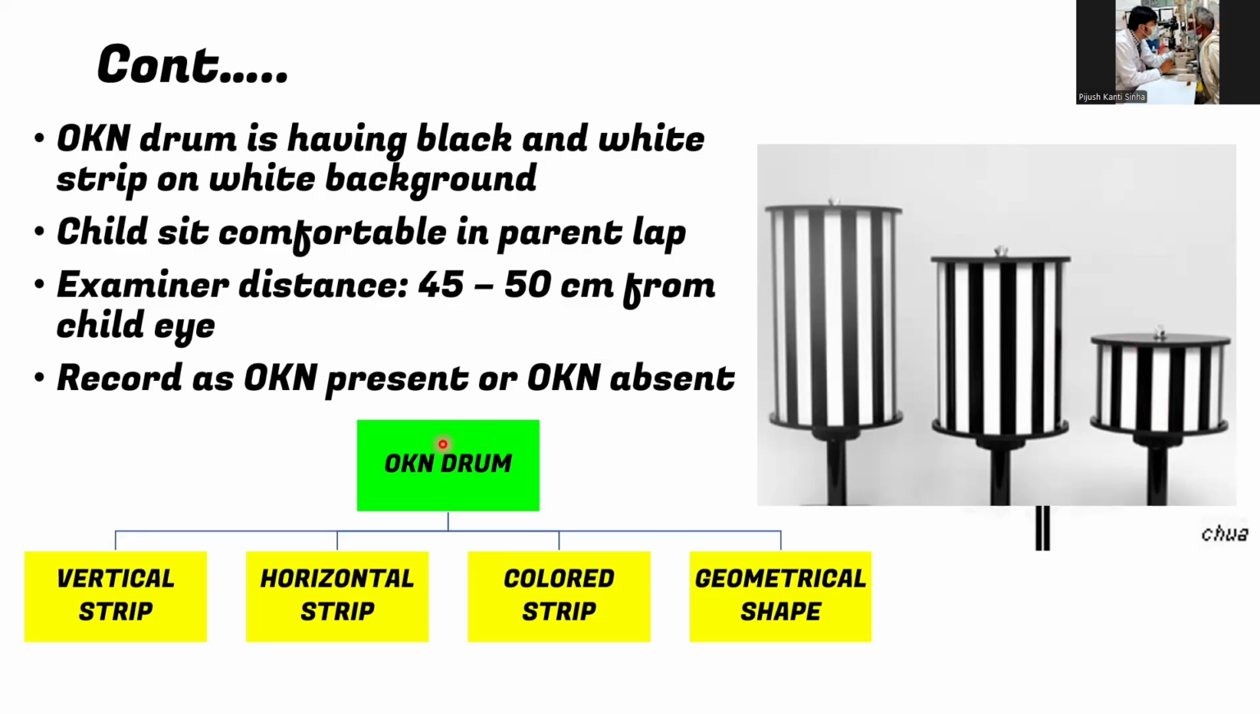So there are actually four types of OKN strips. Vertical strip to see the vertical nystagmus, horizontal strip to see the horizontal nystagmus. No, in case of vertical, it is used to see the horizontal nystagmus. In case of horizontal, it is used to see the vertical nystagmus. Color strip for color deficiency in children, and geometrical to make it more interesting.